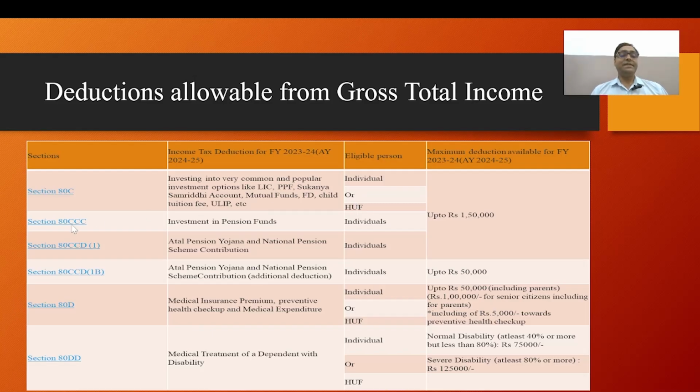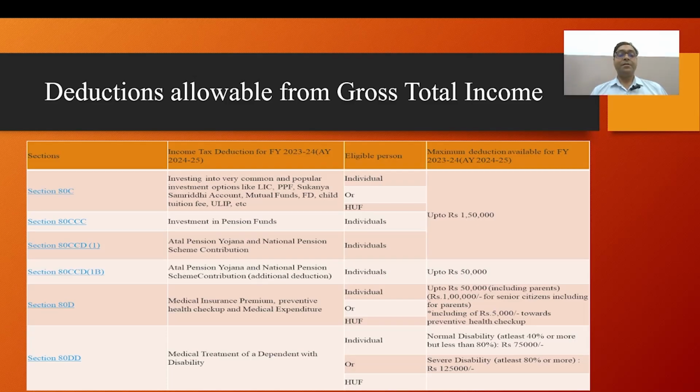Now section 80CCC, investment in pension funds. It is for the individual, not for HUF. And section 80CCD, it is the Atal Pension Yojana and National Pension Scheme contribution. It will be applicable to the individual. In 80C to 80CCD, the total deduction is 1,50,000 as per the old regime.